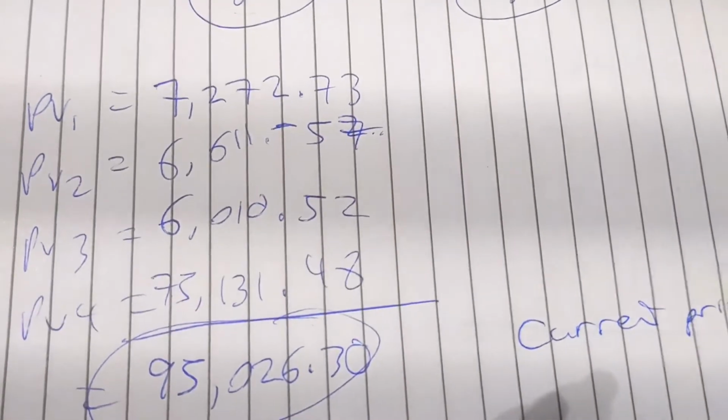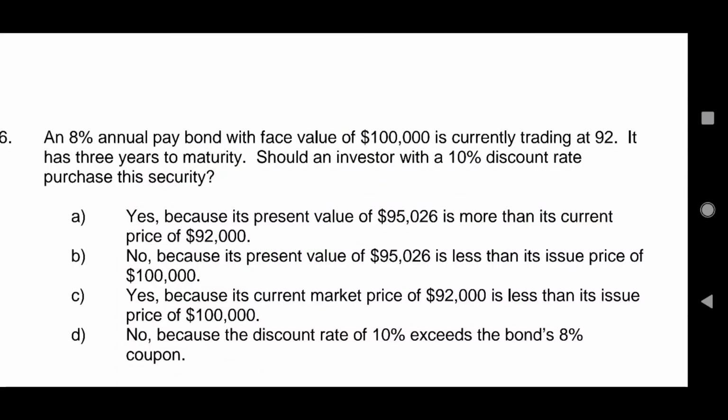So, then let's go back to our answers. It says, should an investor with a 10% discount rate purchase this security? A. Yes, because its present value of $95,026 is more than its current price of $92,000. Well, that is exactly what we just discussed, so we don't even need to read the rest of them because that is most certainly the answer. This investor should purchase this security because its present value, so how much it's actually worth, is $95,026. And that is more than its current price of $92,000. So the investor is getting a deal on this purchase.